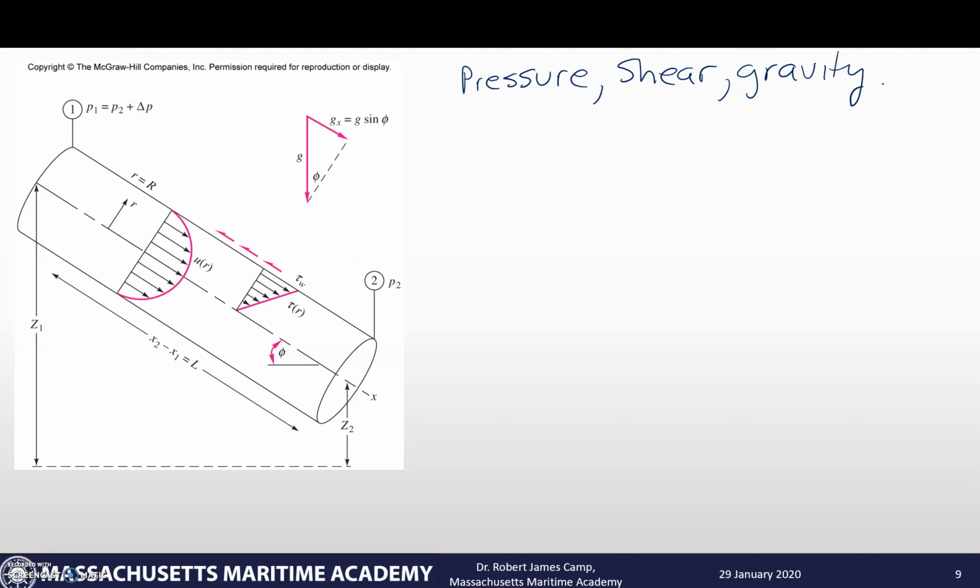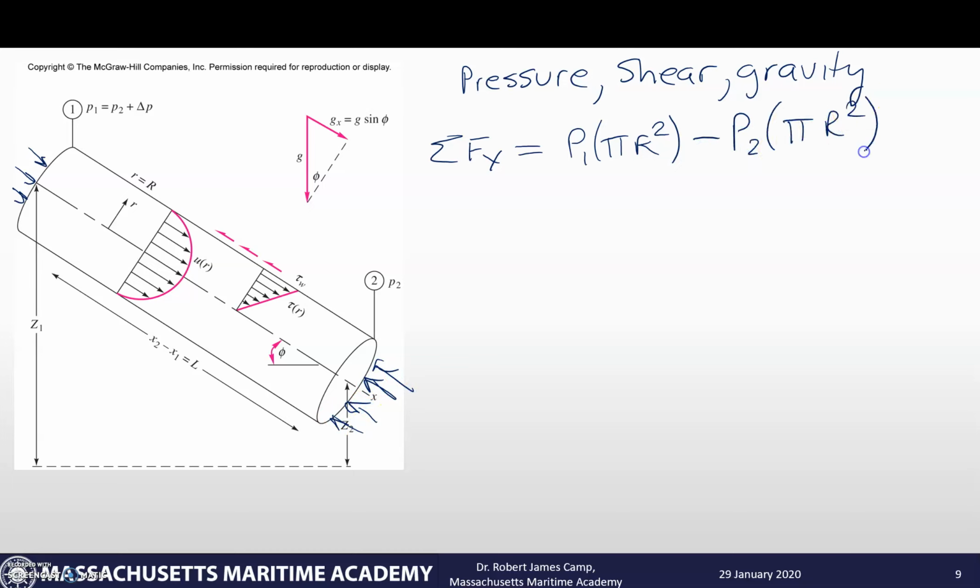So if I look at all of these forces in the context of conservation of linear momentum, so the sum of the forces in the x direction, which is along the pipe length, what are we going to have? Well, the pressure acting on this side of the pipe, pushing on it, is going to be the pressure at 1 in the positive direction times the area, so pi r squared. On the other side, I have the pressure acting in the other direction, so that's minus the pressure at 2 times pi r squared.